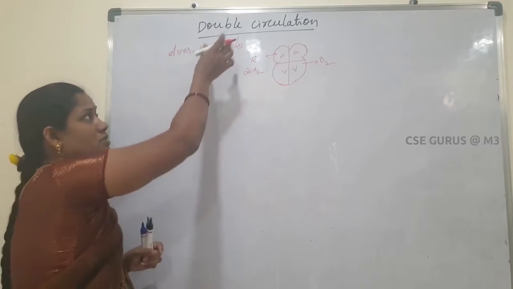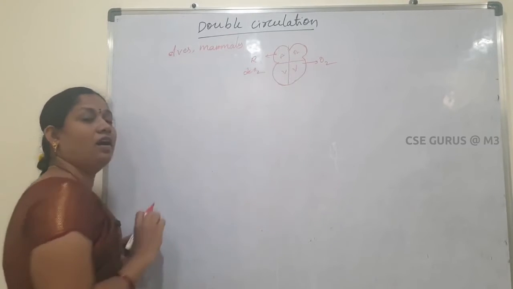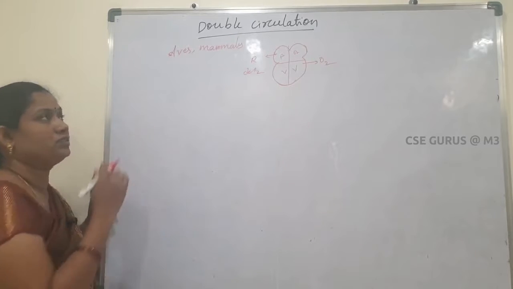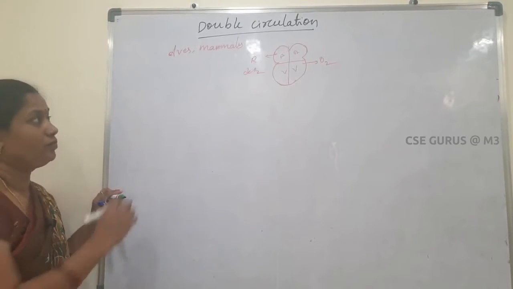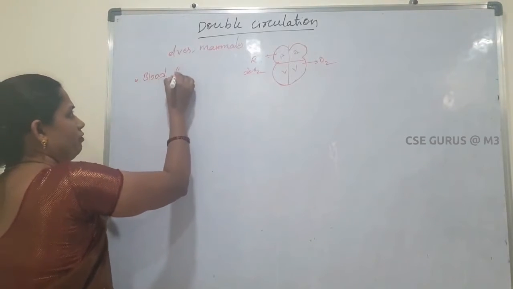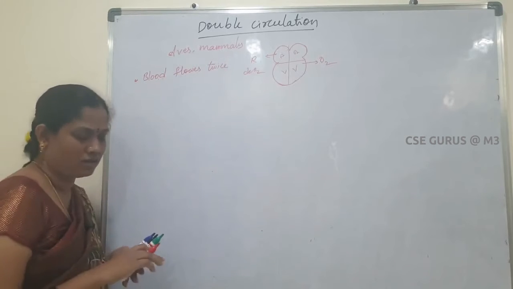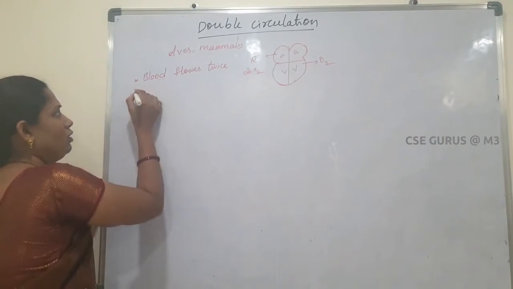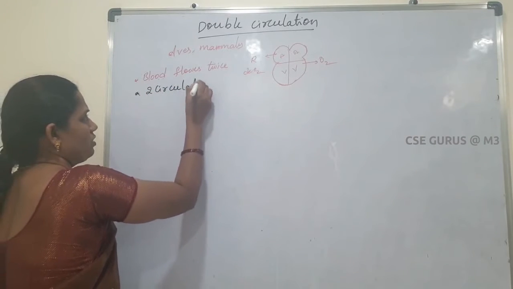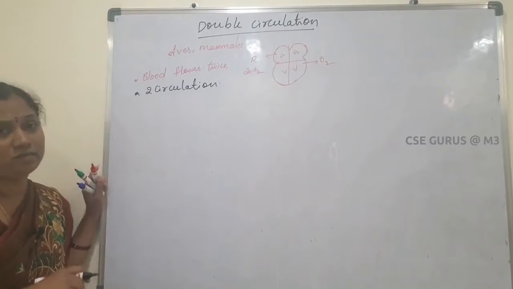Next, double circulation means the blood flows twice through the heart, two times through the heart. That is why it is called double circulation. Two circulations are present in this double circulation.